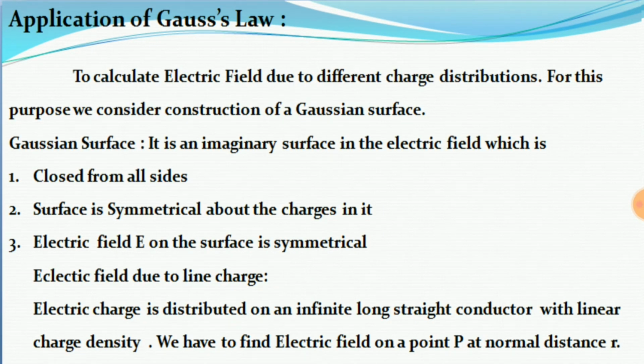Application of Gauss law: electric field due to charge distribution. For this purpose, we consider construction of a Gaussian surface. Now we have to understand what is a Gaussian surface. It is an imaginary surface in the electric field. First, it is closed from all sides. Second, the surface is symmetrical about the charges in it. Third, the electric field capital E on the surface is symmetrical.